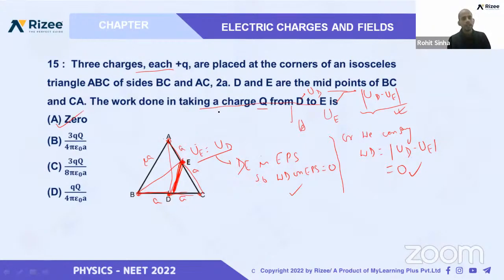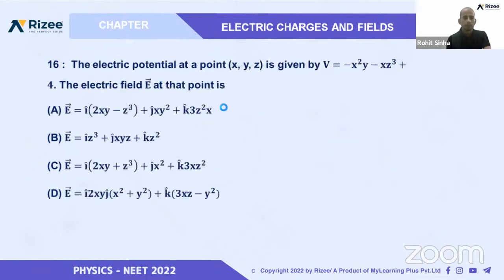Now, any problem here? Anyone, any problem? Okay, let us move forward. Please interact. If you interact, the session will be very good. Okay.